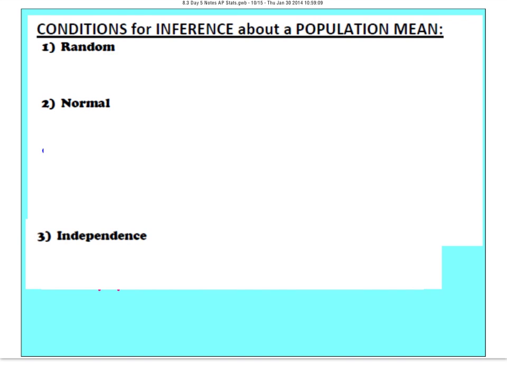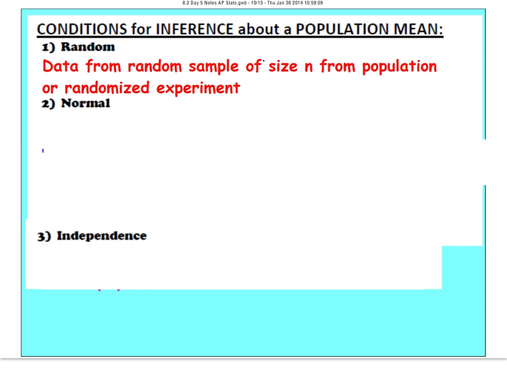So let me formally talk about those conditions again. The random check, again, is easy. We're just going to look that the data is from a random sample of size n from the population, or if it's from a randomized experiment. So if they're doing a survey, we're going to see it's a random sample. Or if it's done in an experiment, you don't necessarily need a certain sample size. It just has to be a randomized experiment.